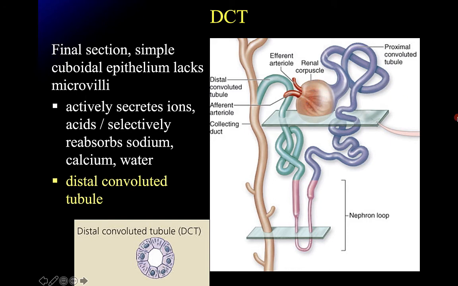So the role of this, again, is to actively secrete ions and acids to get those out of our blood and into the filtrate. This allows us to actually concentrate certain substances in the filtrate, that future urine, and it can selectively reabsorb things like sodium or calcium or water depending on the situation. Like that collecting duct, this is going to be a little bit permeable when it has antidiuretic hormone to be able to get more water out of the urine and back into our blood supply. You can see it's just a simple cuboidal epithelium, but it's lacking the microvilli that we had in the proximal convoluted tubule.